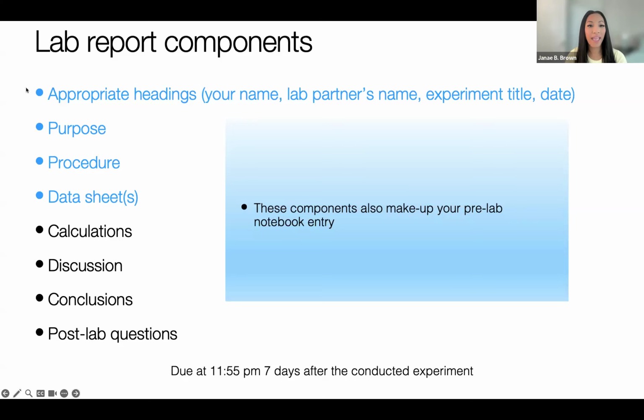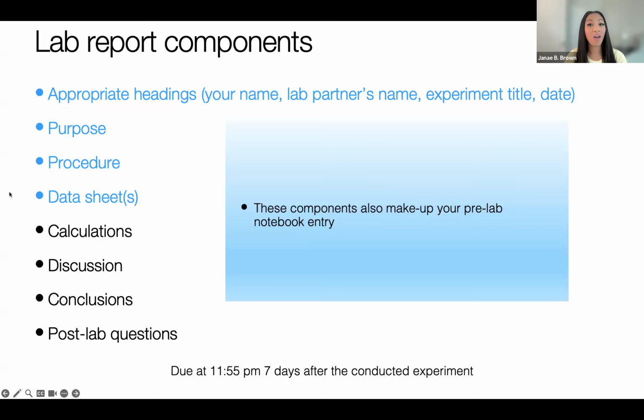These include your headings, which has your name, your lab partner's full name, and I'm emphasizing full name because sometimes there are students who have the same name in a section, and we want to make sure that we correlate to the correct student, the title of the experiment, and the date that you conducted that experiment. This is followed by your purpose, the procedure, and the data sheets. And I'll talk a little bit more about each of these very shortly.